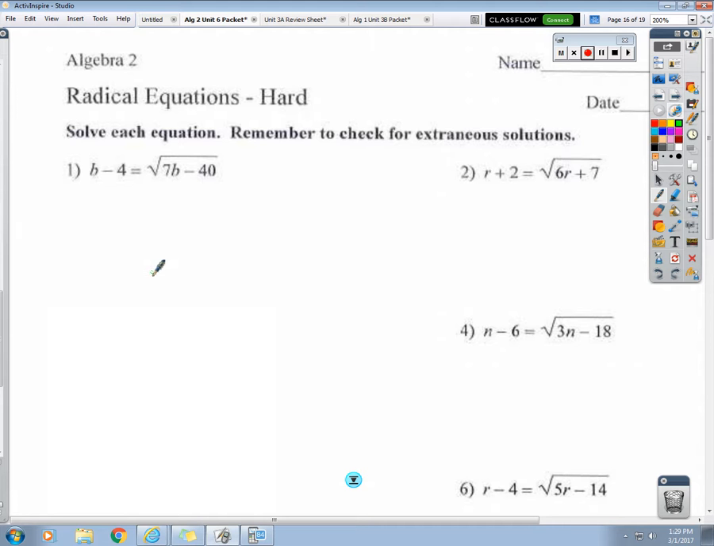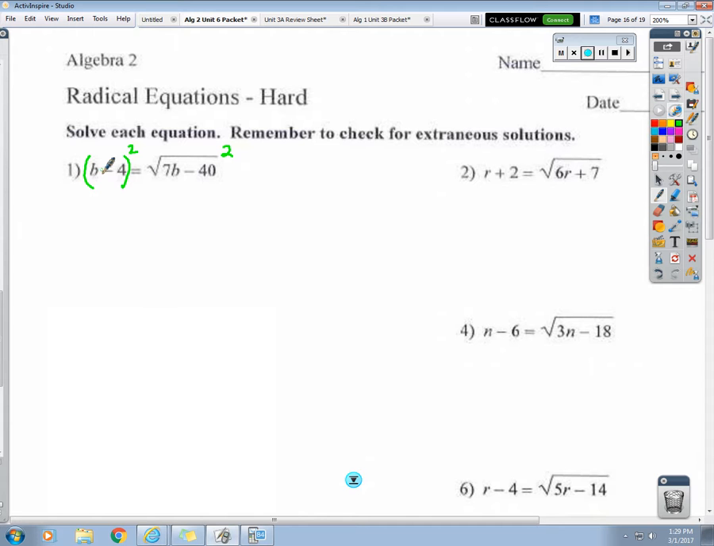All right. So we have b minus 4 on this side, and we have 7b minus 40 on this side. Our goal is to get b by itself, but currently we have a b on this side with a minus 4, and a b on this side with a lot of stuff. The first thing you need to take care of is this square root. Get rid of it by squaring it. But look, when you come to this side to square it, there's 2 things over there. So you're squaring both of them, and you show that by putting it in parentheses.